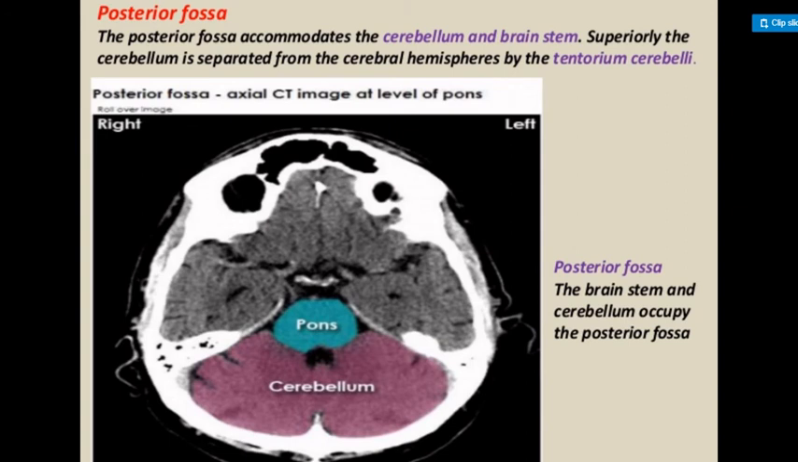Posterior fossa. The posterior fossa accommodates, as you know, the cerebellum and the brainstem. Superiorly, the cerebellum is separated from the cerebral hemisphere by the tentorium cerebelli. All this information we took in the last two lectures previously. In the posterior fossa, the brainstem and cerebellum are located. This is the pons and cerebellum, as you see in this CT.